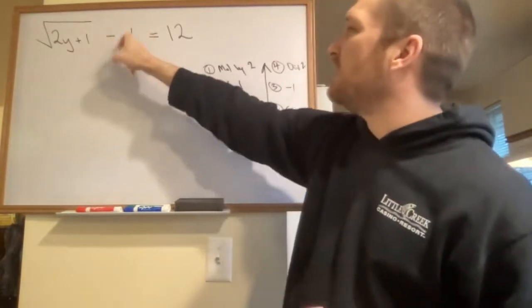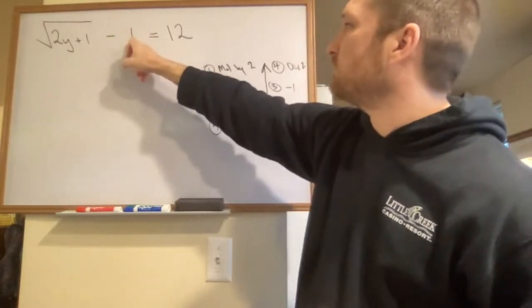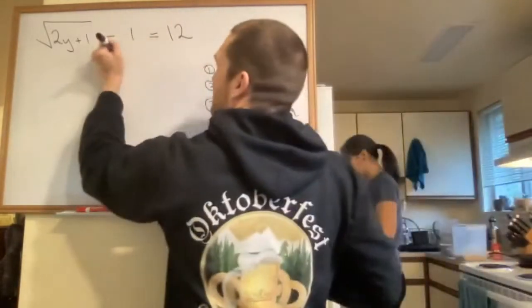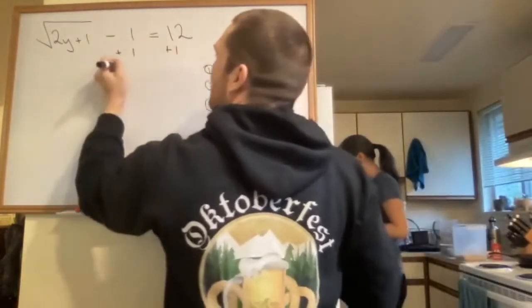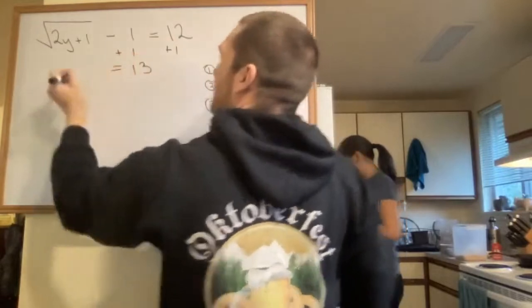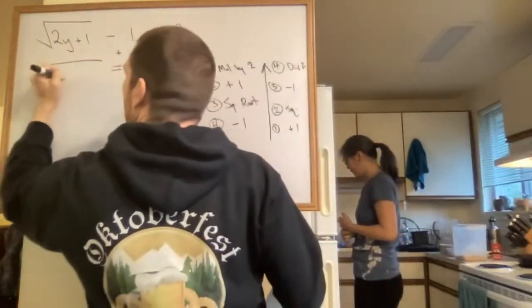And so how do I undo that thing right there? Plus 1. Plus 1 to both sides. Okay, so plus 1 to both sides. That gives me 13 on the right-hand side and this right here.